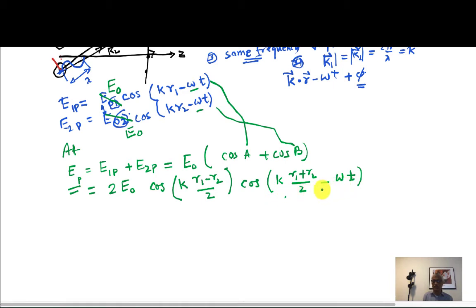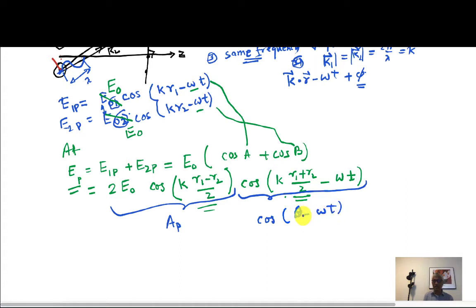actually an oscillation. So these things are fixed, right? So r's are known. So at P this is some value. So this is some amplitude at P, and this is kind of an oscillation. It's kind of a cosine delta, maybe let's call it theta minus omega t. So this is some number, constant number.